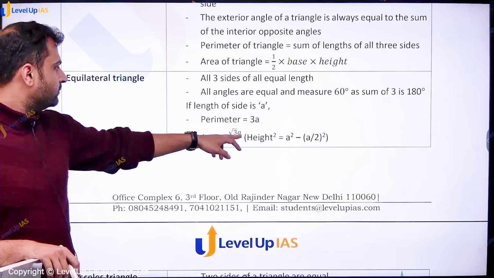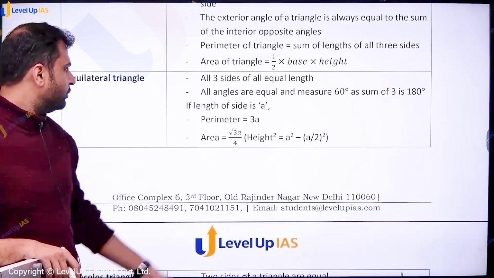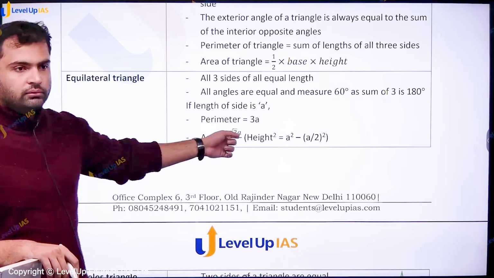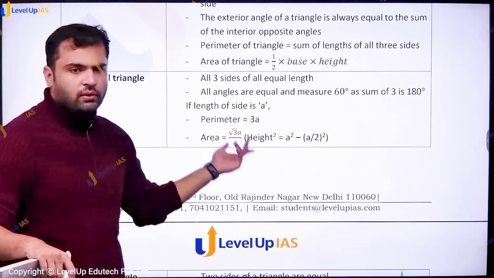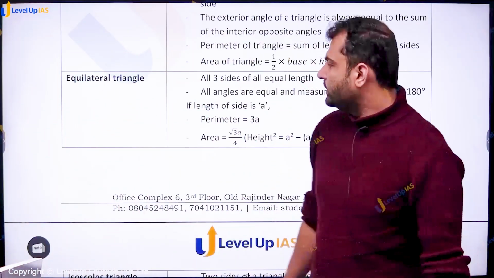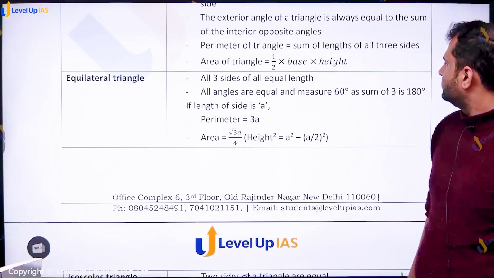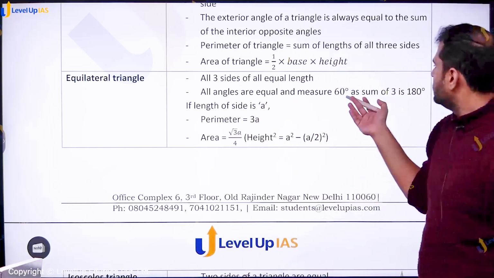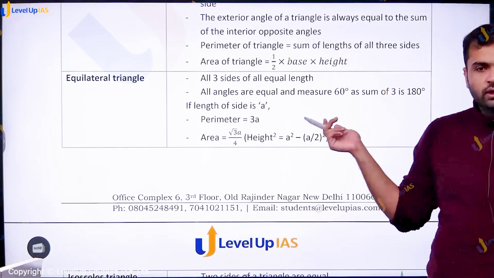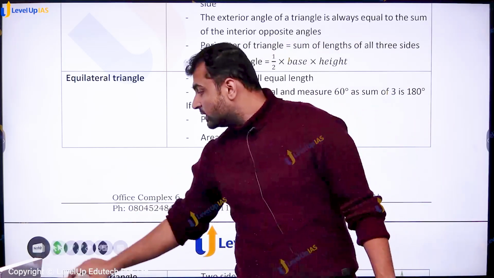This is A square. This is a typo. You can make this A into A square. Of course, area is root 3 A square by 4, not 3 by. All angles are equal to 60 degree as sum of the angles of the triangle is 180 degree.